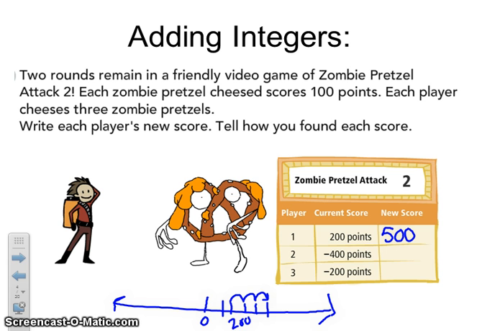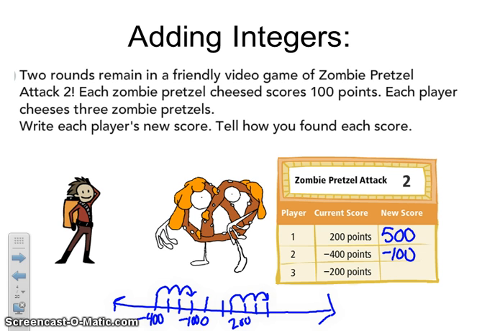Player number 2 is at negative 400. That is to the left of 0. So negative 400 is here. And I need to add 300 points. I would be moving to the right. If each jump is worth 100, 3 jumps, 1, 2, 3. And this would be negative 100. So player number 2 has a new score of negative 100.